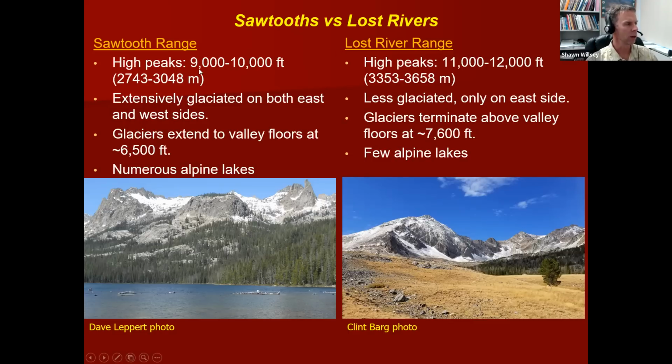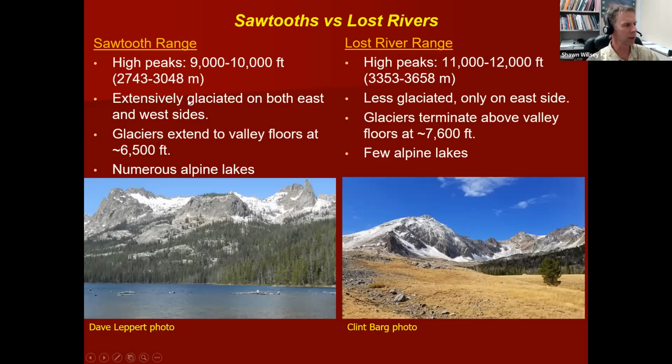So in the Sawtooths, we've got high peaks that go up to 9,000 or 10,000 feet or so. On the Lost River Range, it's taller. It's a good couple thousand feet taller than any of the peaks in the Sawtooths. So we have mountains that go into the 11,000 to 12,000 foot range. The Sawtooths are easily, by far, much more extensively glaciated on both the east and the west sides of the mountains. They show evidence for large, very thick glaciers that extended from the high peaks all the way down to the valley floors, down to an elevation of about 6,500 feet.